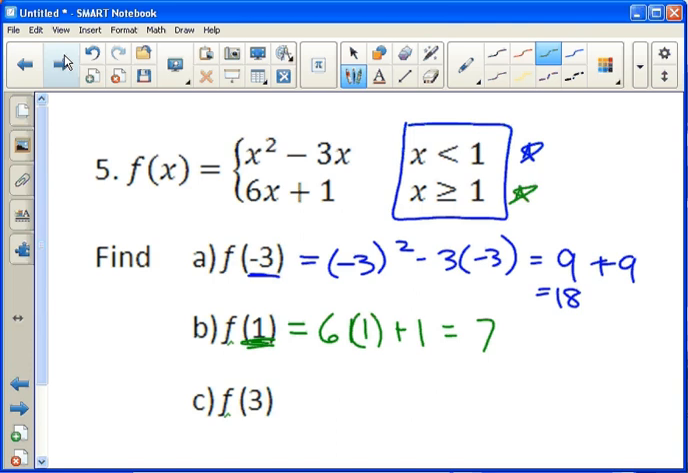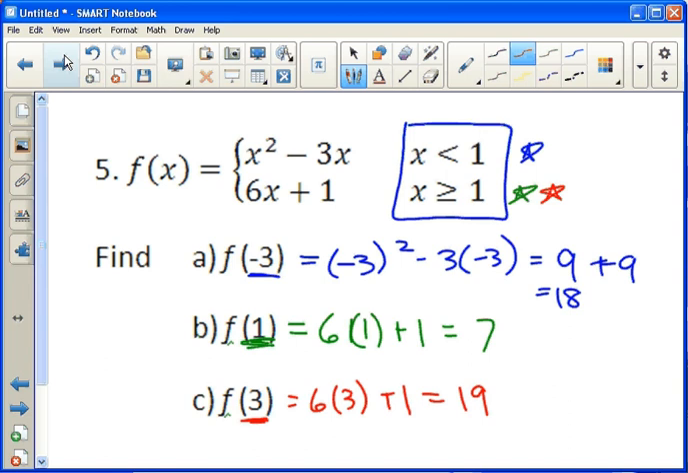And then finally, we're supposed to plug in 3. Well, 3 is clearly greater than 1, so we use the second equation. We get 6 times 3 is 18, plus 1 is 19. So use the parts on the right to figure out which equation to plug it into, and then just plug in your number for x in that equation.